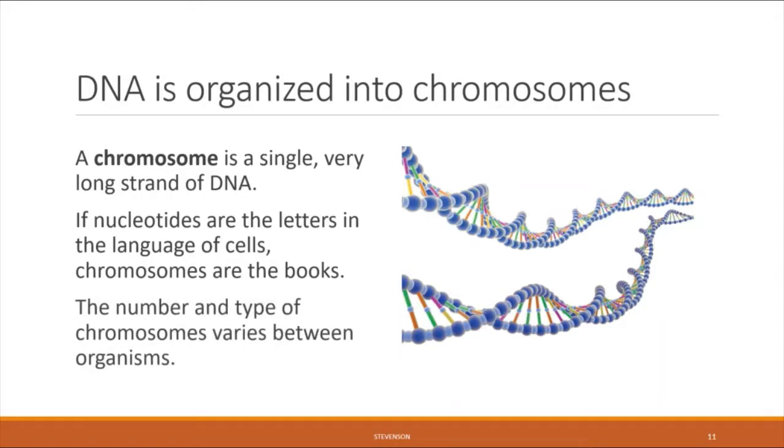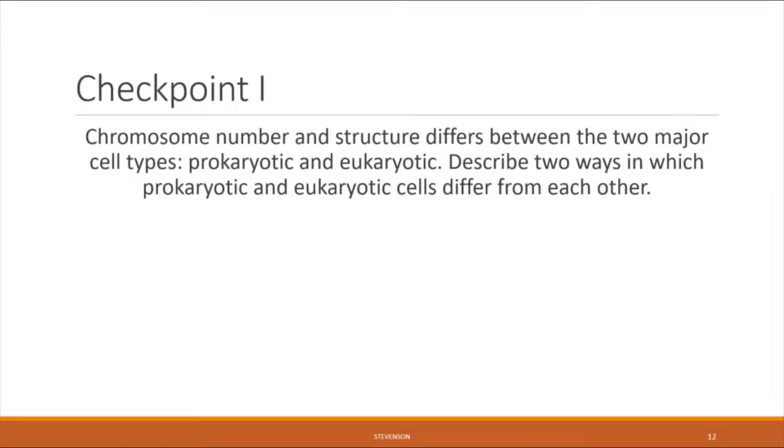The number and type of chromosomes that are found in living organisms can vary depending upon what the organism's identity is. Specifically, the chromosome number and structure differs between the two major classifications of cells which we discussed back in Chapter 4, those being prokaryotic cells and eukaryotic cells. So in this first review checkpoint here, I want you to describe to me two ways in which prokaryotic and eukaryotic cells differ from each other.